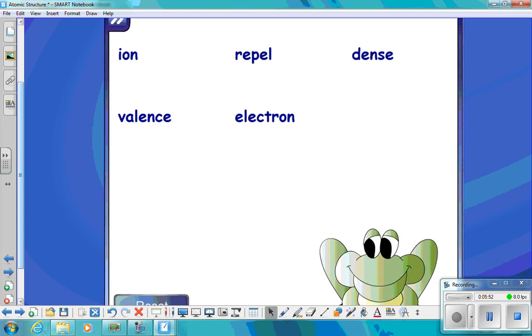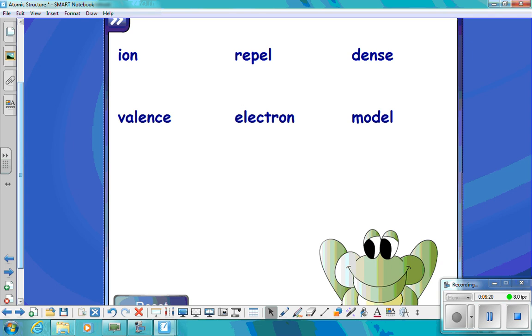Valence electron. Valence electron, this is a special electron. When we do the Bohr model, those electrons that are on the outer shell, those are called valence electrons. And we use those valence electrons as clues to help us understand all the patterns and properties of the elements on the periodic table.